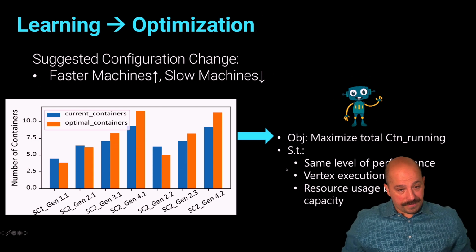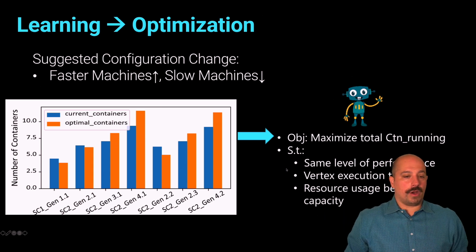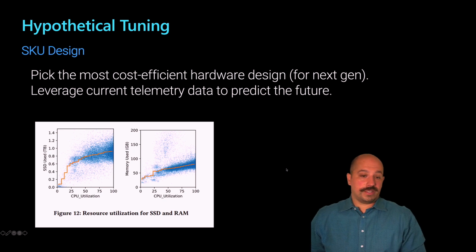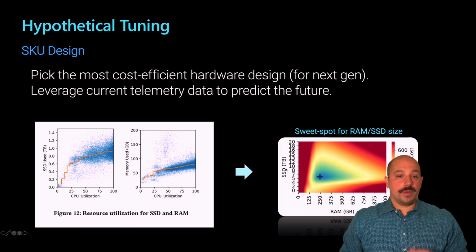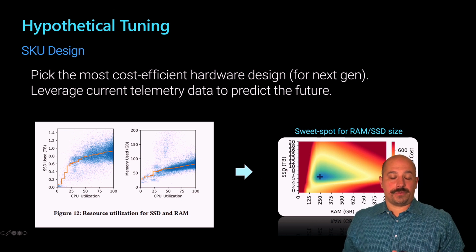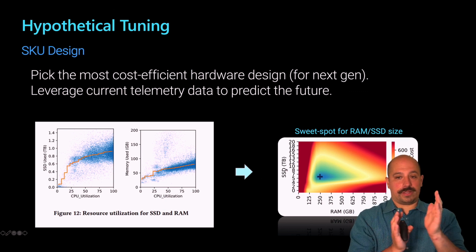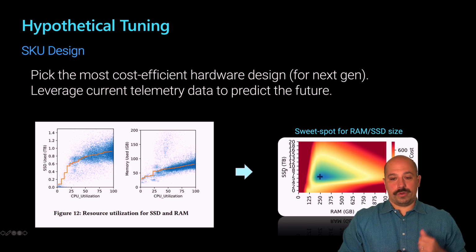Interestingly, the very same infrastructure, the very same data, the very same model can also be used for hypothetical tuning. In this case, what we want to do is predict the future and predict how this hardware would run if we were to build new machines that have different characteristics. The common problem in designing new machines is to pick the right set of resources, so CPU, RAM, and SSDs, so that we get the most out of the machine without leaving any of the resources stranded.